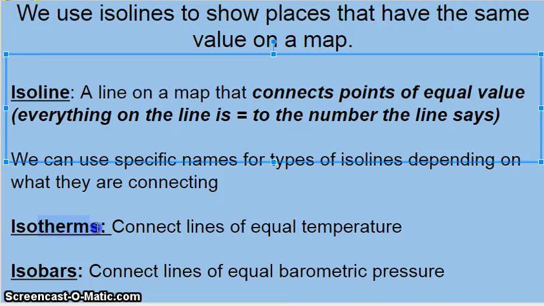Isotherm, meaning having to do with heat, so an isotherm connects lines of equal temperature. And isobars, bar referring to barometric, isobars connect lines of equal barometric pressure. So let's see what these look like. After you've copied this down, just pause it, copy them down, and let's take a look.